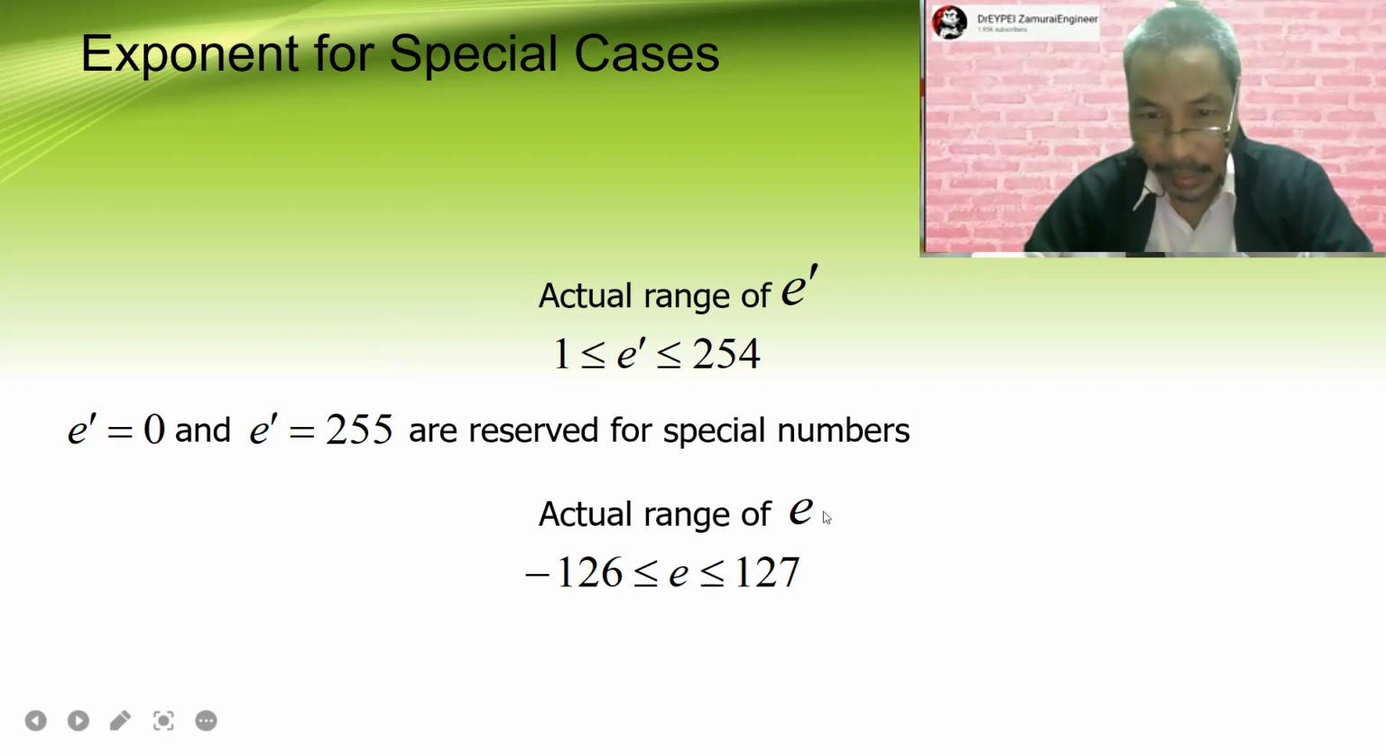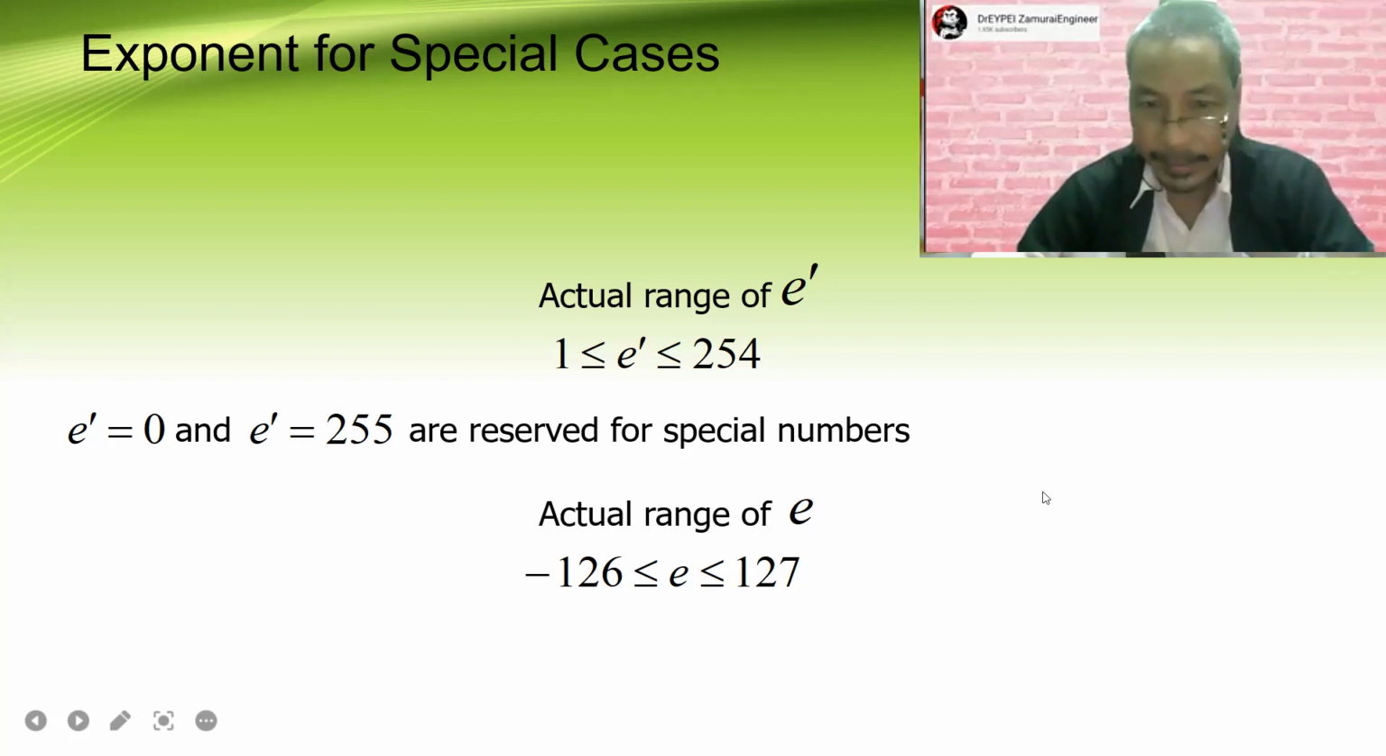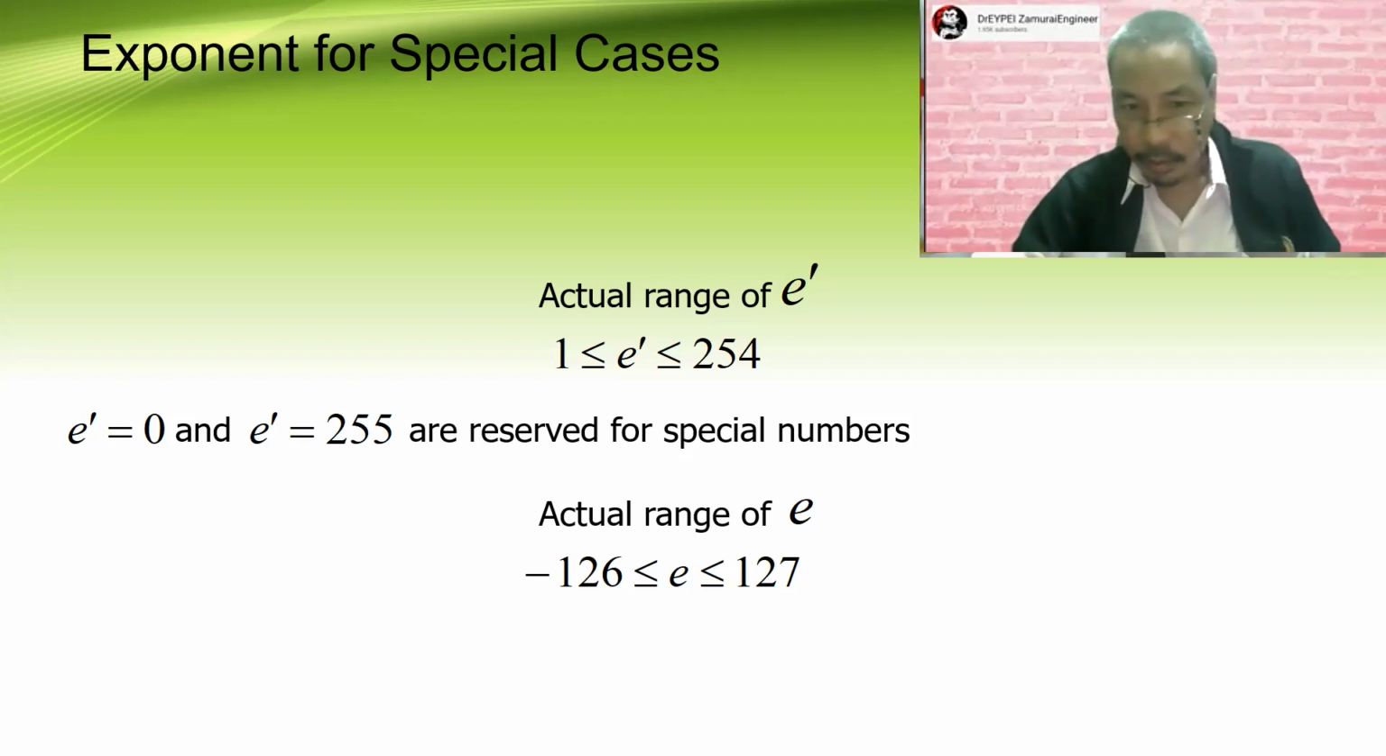Actual range of E. So, 254 divided by 2, if you divide it by 2, that is 127. Okay? 254 divided by 2, in your calculator, is 127. That is the actual range of E. So, we have to start less than that: negative 126 up to 127.